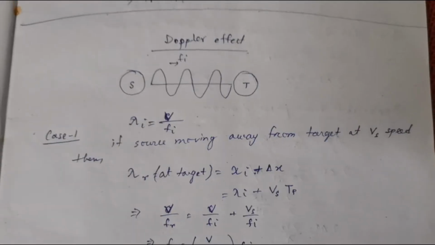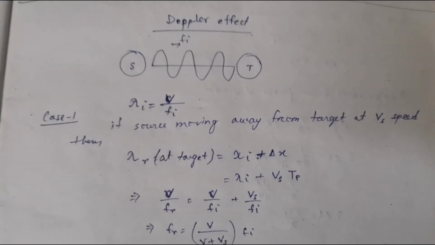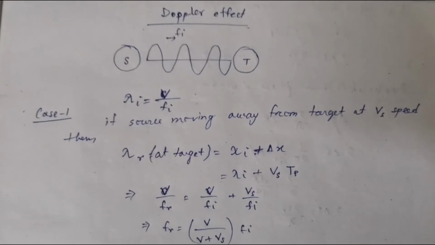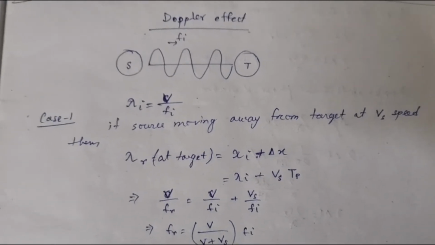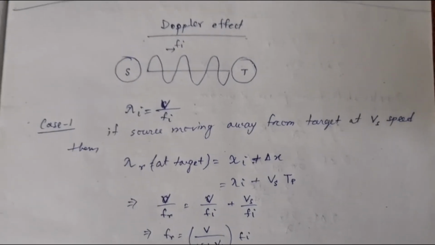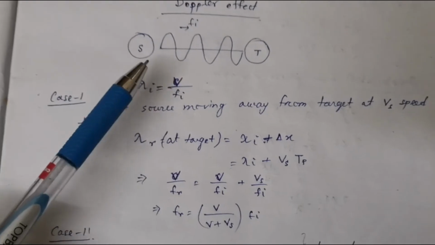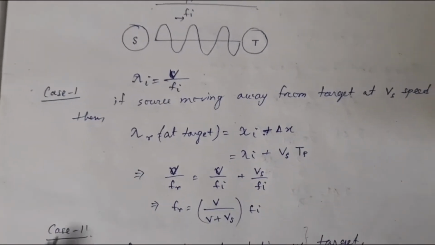In this video, we will discuss the Doppler effect and the use of the Doppler effect in various types of radar. The Doppler effect is observed when either the source or the target is moving with some velocity, or both are moving with some velocities. I have categorized this example into different cases.